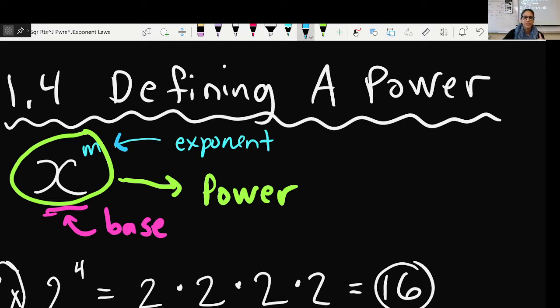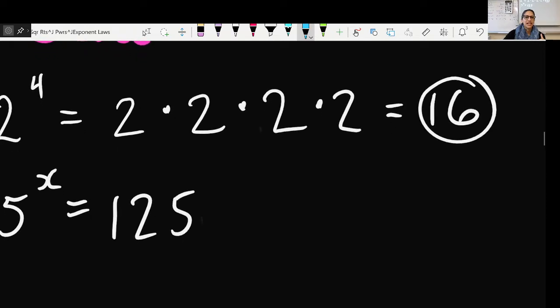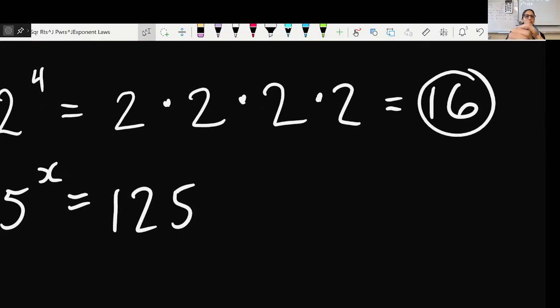So the next thing, and I think this might be review for you, is if we have something like 2 to the power of 4, that is the same thing as saying 2 times 2 times 2 times 2, which is 16. So when you see the exponent of 4, that tells you how many times you're going to multiply that 2 by itself.